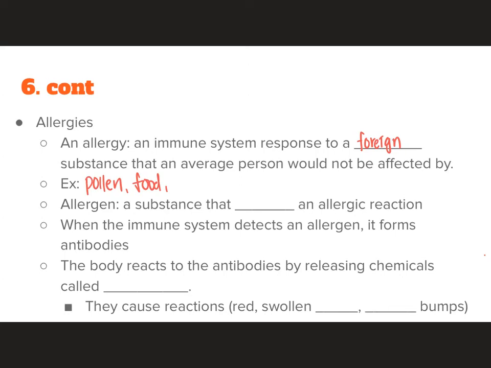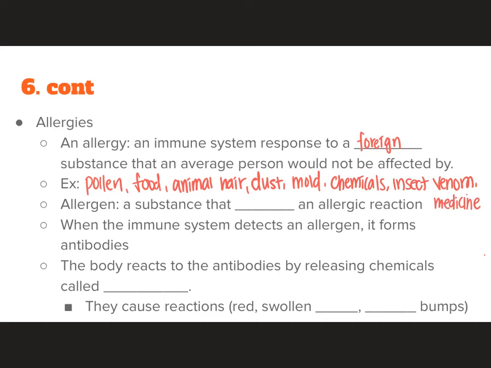You can also be allergic to animal hair. For example, if you're allergic to cats or dogs, you may actually be allergic to their hair, not their presence. You can also have an allergic reaction to dust or mold. You may be allergic to certain chemicals, insect venom, or even certain types of medication. All these different things that cause allergies are called allergens. An allergen is basically a substance that triggers an allergic reaction.